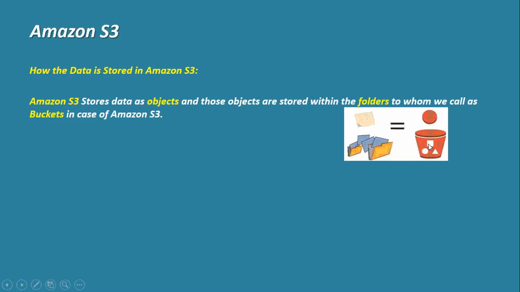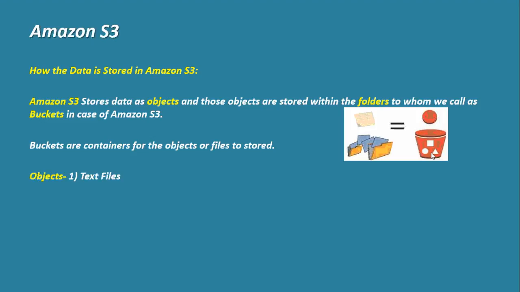So these are a square, a circle and a triangle. These are your objects, which are also called files. Buckets are the containers for the objects where the files need to be stored. So what are your objects?